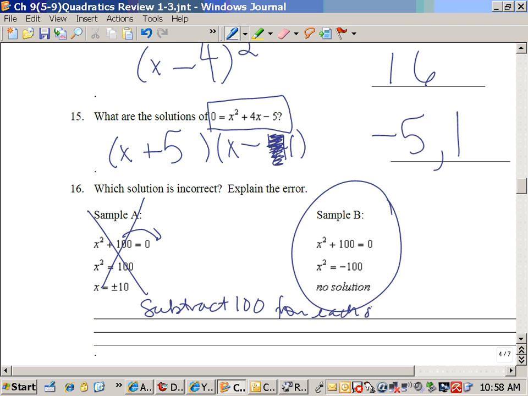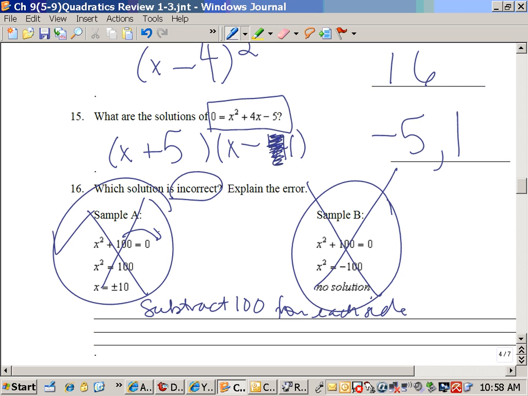I wrote down A because it asks which one is incorrect. Bad teacher. You're right. Which one is incorrect? A. I circled the wrong one. Thank you. A is the correct incorrect answer. There's just something wrong with that.